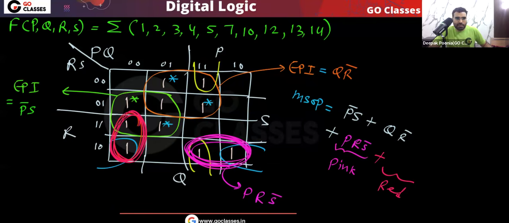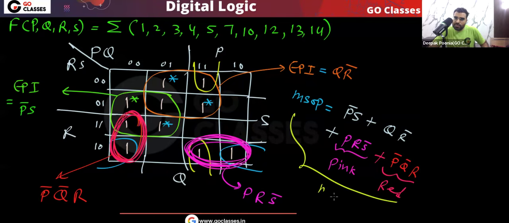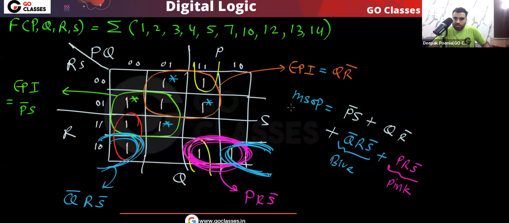And this red is in the area of P bar, Q bar, R. So P bar, Q bar, R. Okay. So you can see this is minimal SOP 2. I can say that this is the minimal SOP 2. And you can notice this was the minimal SOP 1.